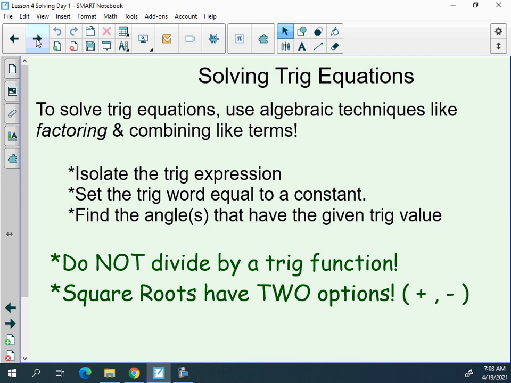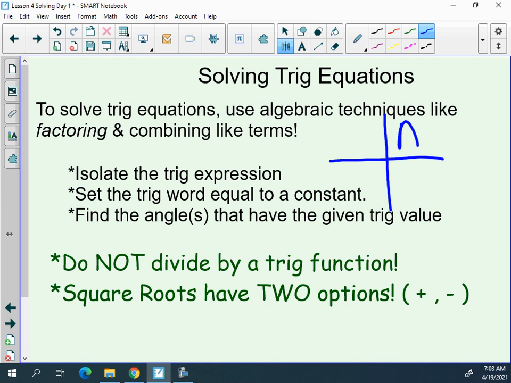All right, so we need to remember to not divide by a trig function. Okay, that's incredibly important. You tend to lose some answers that way. And also, when you take the square root of something, you always get two solutions, a positive and a negative. Okay. Another good thing to remember is all students take calculus to help you to remember in what quadrants each trig function is positive, and then when they're not, where they're negative.